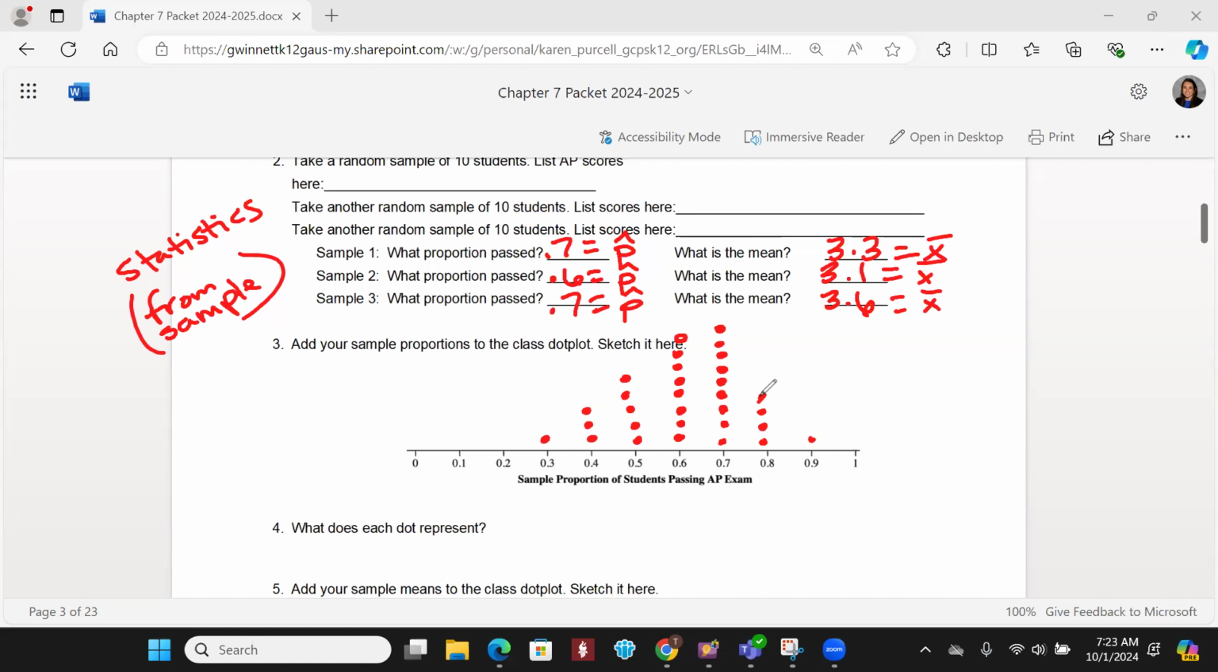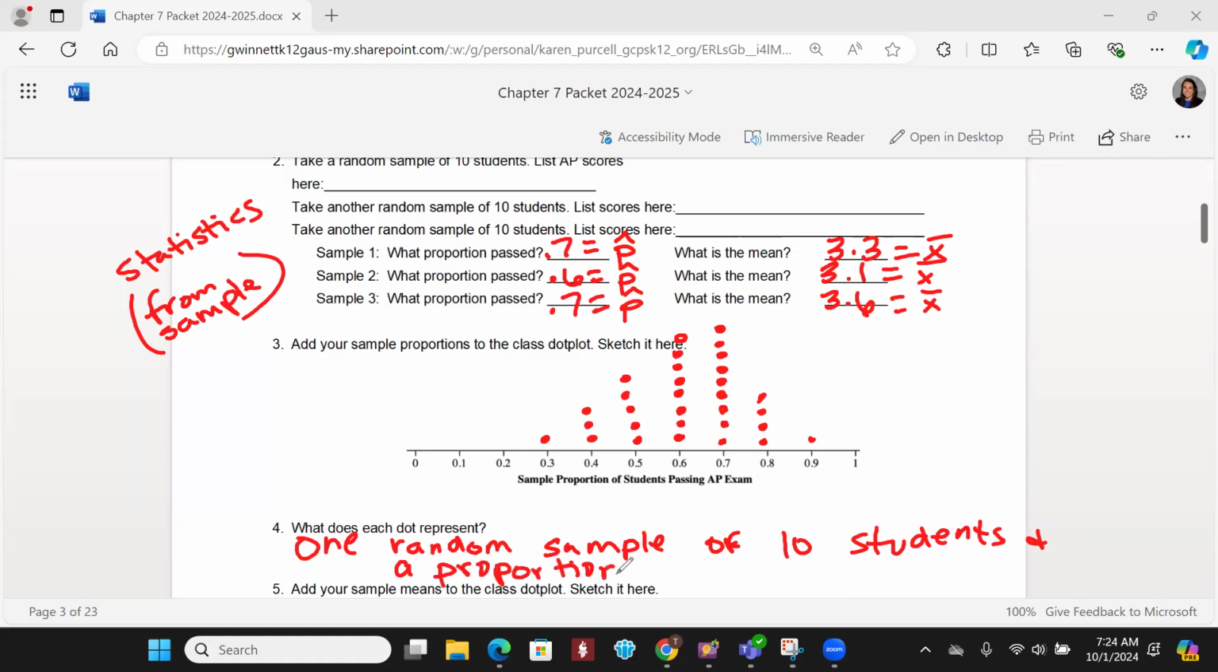So this is if I ask you, can you pull a sample and then find the proportion that passed? So what does one dot represent? Hey, friend, what does one dot from this represent? Okay. So one random sample of 10 students and a proportion calculated from that sample. So if I said, hey Mo, pick 10 people in this distribution randomly, then calculate how many of them passed, he would give me a number, and that would be one of these dots.